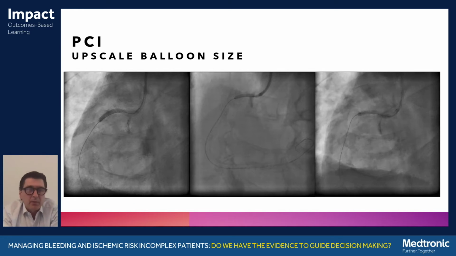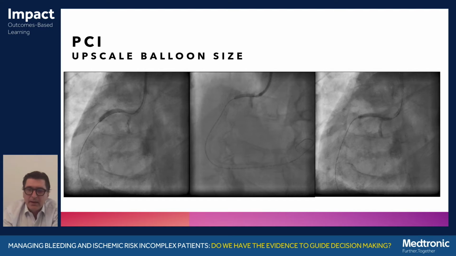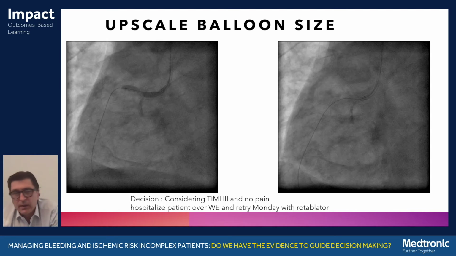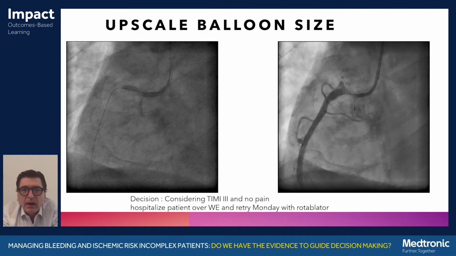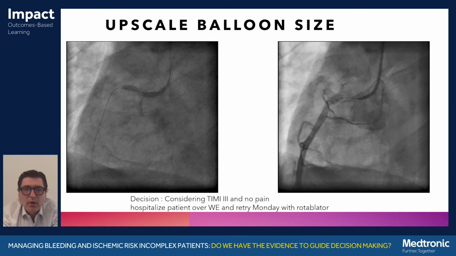And we had a couple of balloons that cracked. And then, as you could see in the image on the left side, with a 3.5 balloon, in the middle of it, it could not expand. So it would be an error at that point to place a stent in this patient. This was the TIMI flow we had at the moment.